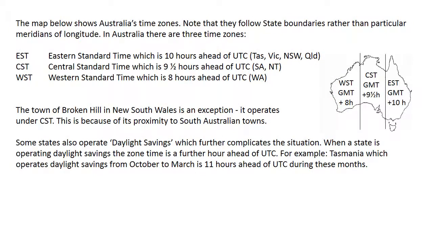In Australia, we have 3 time zones: Eastern Standard Time, Central Standard Time and Western Standard Time. Some states also operate daylight savings, which further complicates the situation. When a state is operating daylight savings, the zone time is a further hour ahead of Universal Time Coordinated.